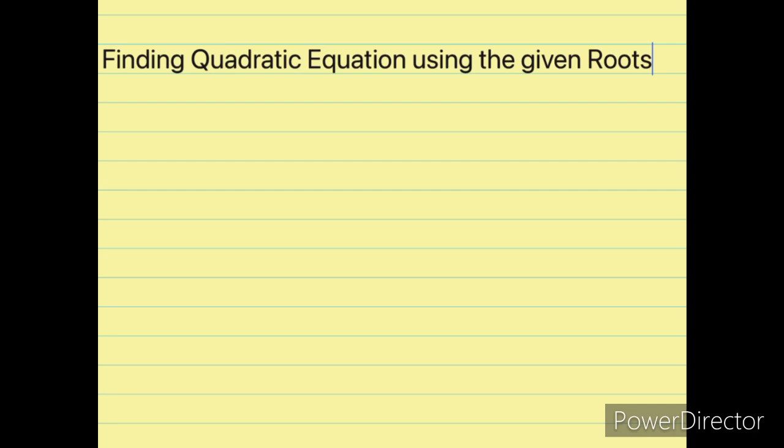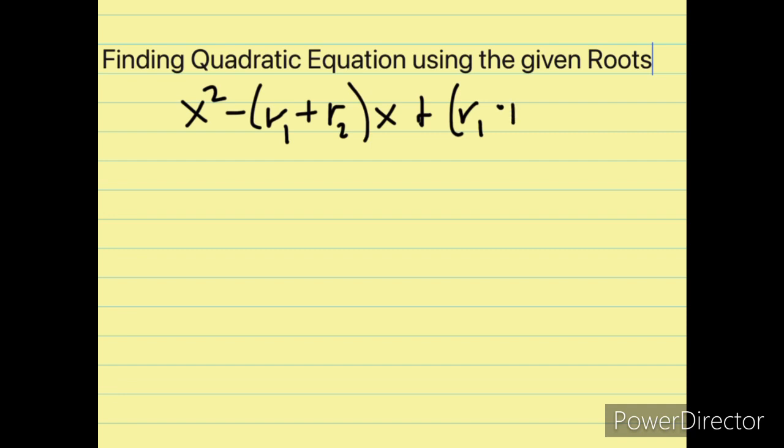Now, how about finding quadratic equation using the given roots? In finding quadratic equation using the given roots, we have x squared minus our r sub 1 or the first root plus r sub 2 times x plus r sub 1 times r sub 2 equals 0. In short, we are going to apply the sum and product of quadratic equation. Like for example, we have roots of negative 5 and negative 6.